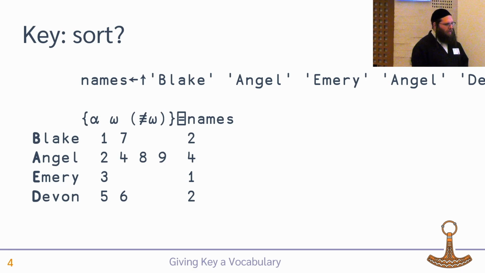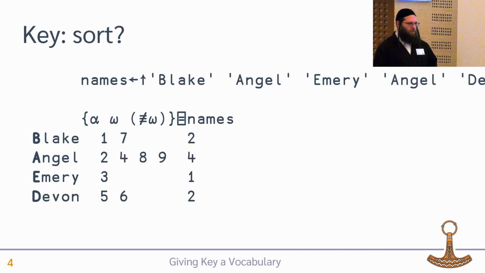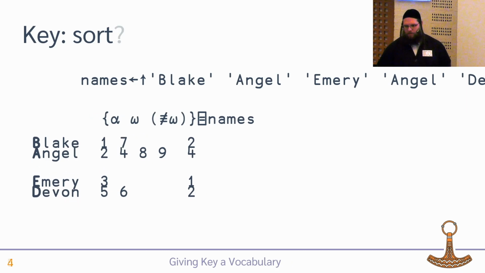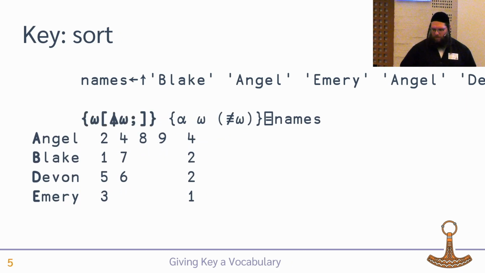What you'll often find then is that, well, you got the right data, but it's not quite in the right order. For example, if you're dealing with names, it would be very nice if they were listed alphabetically. And key will just give them to you in the order that they appear in the data, which is going to be a bit frustrating. Luckily, we know how to sort in APL, so not that much of a problem.